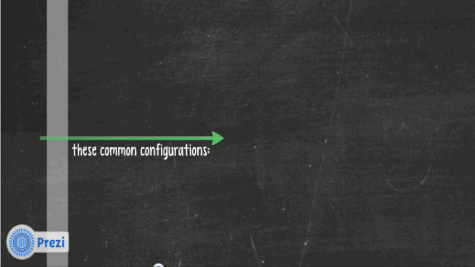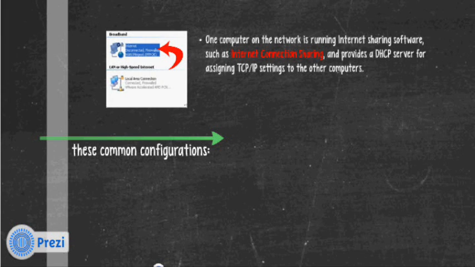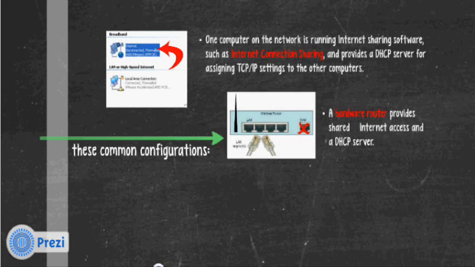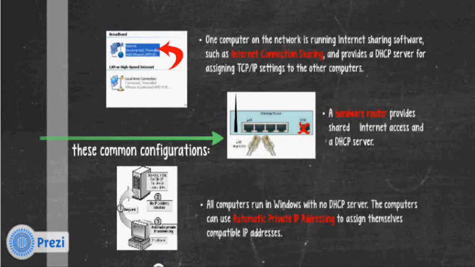these common configurations: one computer on the network is running internet sharing software, such as internet connection sharing, and provides a DHCP server for assigning TCP/IP settings to the other computers. A hardware router provides shared internet access and a DHCP server. All computers run Windows with no DHCP server. The computers can use automatic private IP addressing to assign themselves compatible IP addresses.